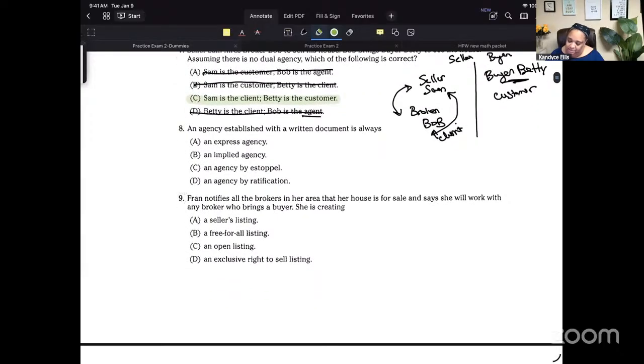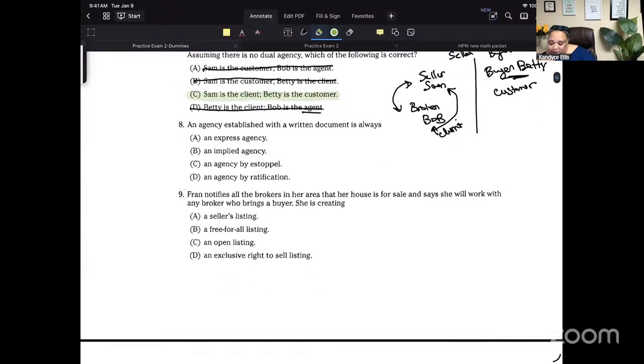Number 8. An agency established with a written document is always. Would it be express agency, implied agency, an agency by estoppel, or an agency by ratification? All right, Caroline says B. Okay, we got a B. Anybody else?